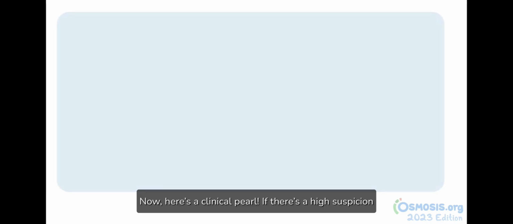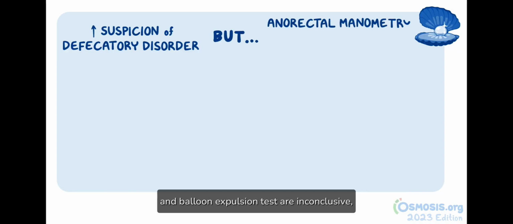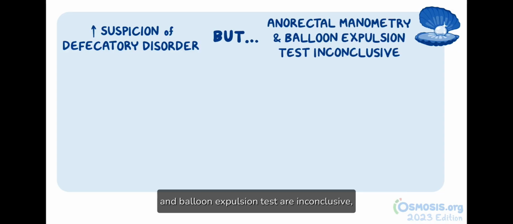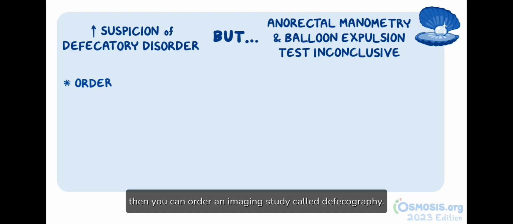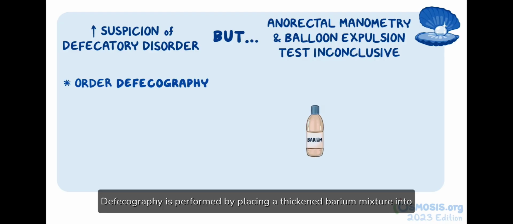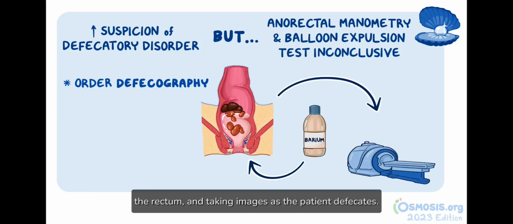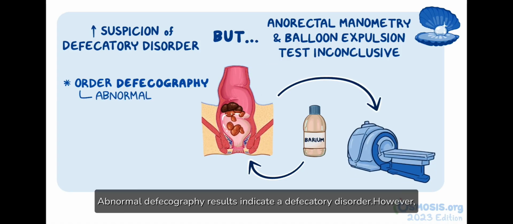Now here's a clinical pearl. If there's a high suspicion of defecatory disorder, but the results of the anorectal manometry and balloon expulsion test are inconclusive, then you can order an imaging study called defecography. Defecography is performed by placing a thickened barium mixture into the rectum and taking images as the patient defecates. Abnormal defecography results indicate a defecatory disorder.